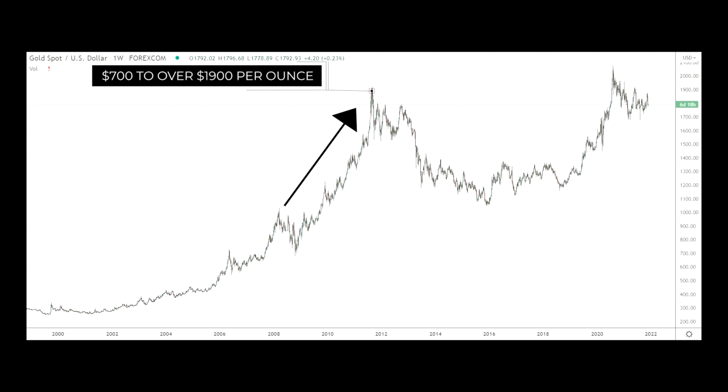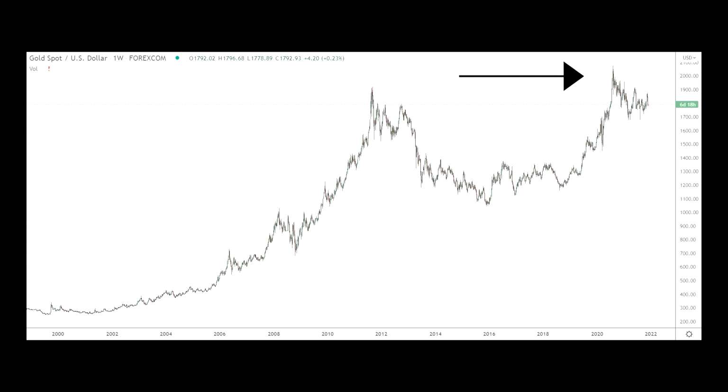But ever since reaching its all-time highs in 2011, it took almost a decade for it to break its all-time highs, reaching over $2,000 per ounce in August 2020. And you can see from this chart that the gold price barely moved from 2013 till 2020, stuck in a price range between $1,050 to $1,300. Now, before we discuss where I think the price of gold will likely be headed towards, let's talk more about what causes gold prices to move up or down.